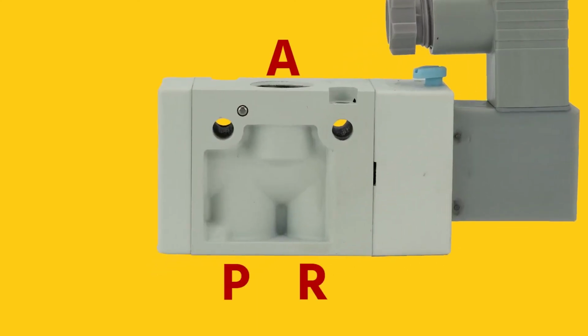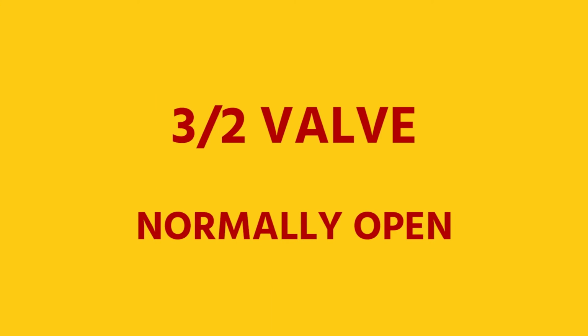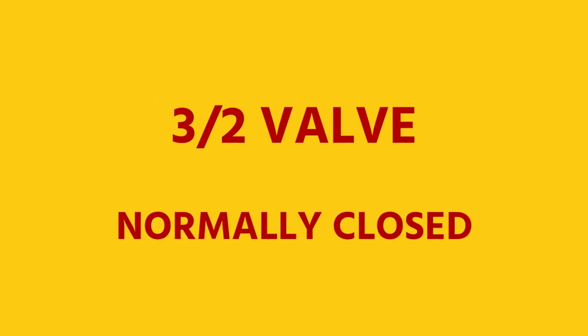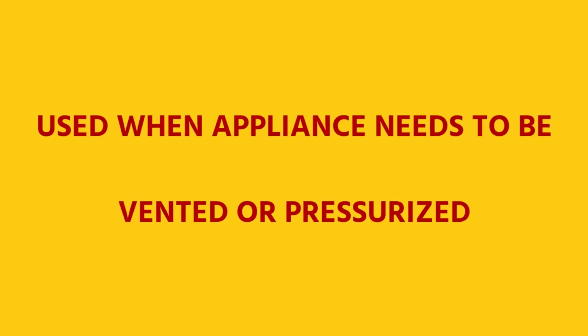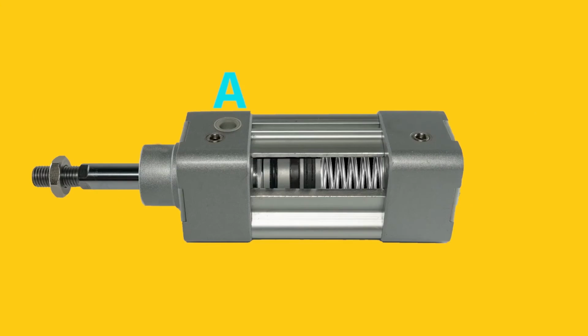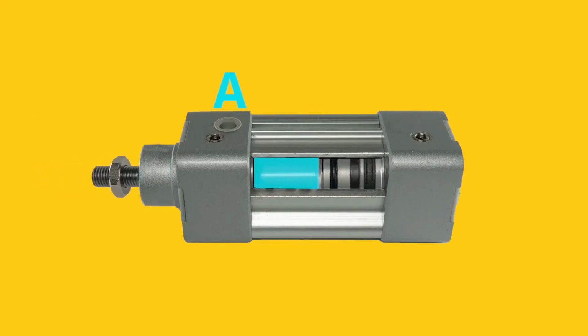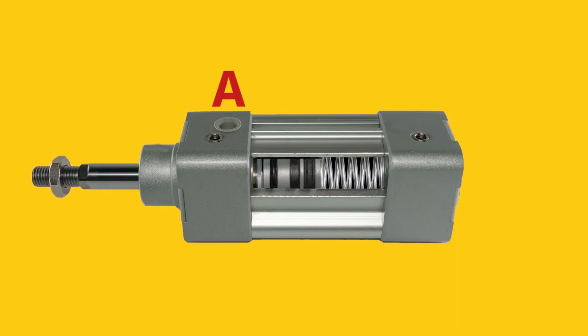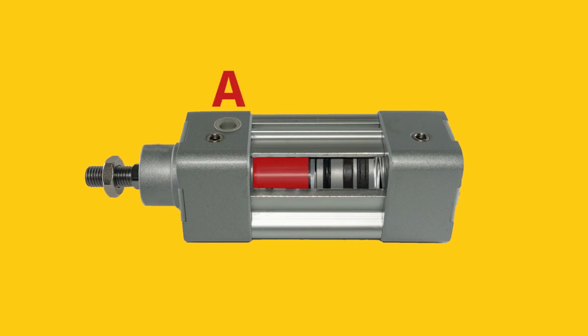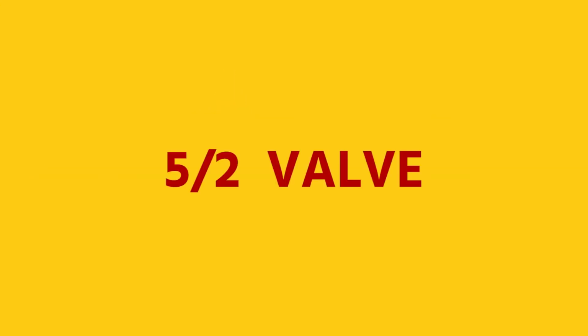A 3-2 valve has 3 ports and 2 states. These valves can be normally open, normally closed, or bistable. They are used when your appliance needs to be either vented or pressurized. An example is a single acting cylinder. The valve fills the cylinder through one port, but also vents the cylinder afterwards through the same port to realize a new working stroke.